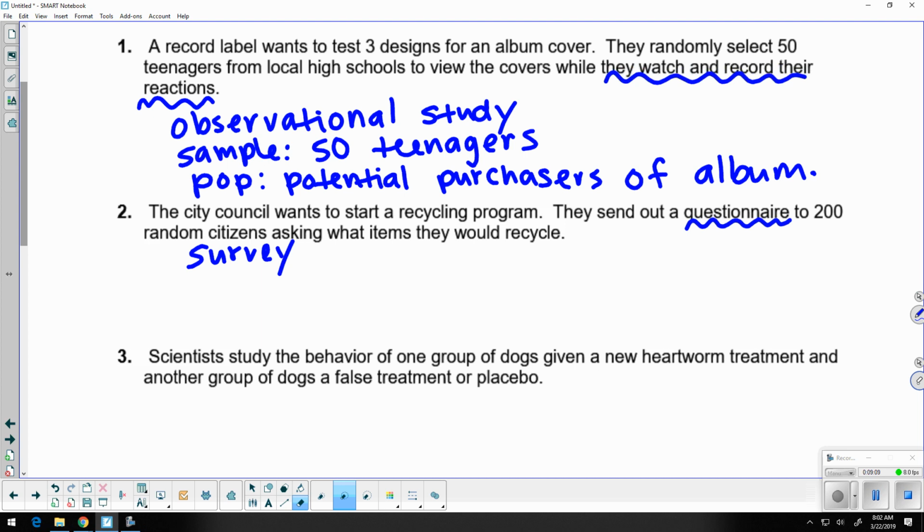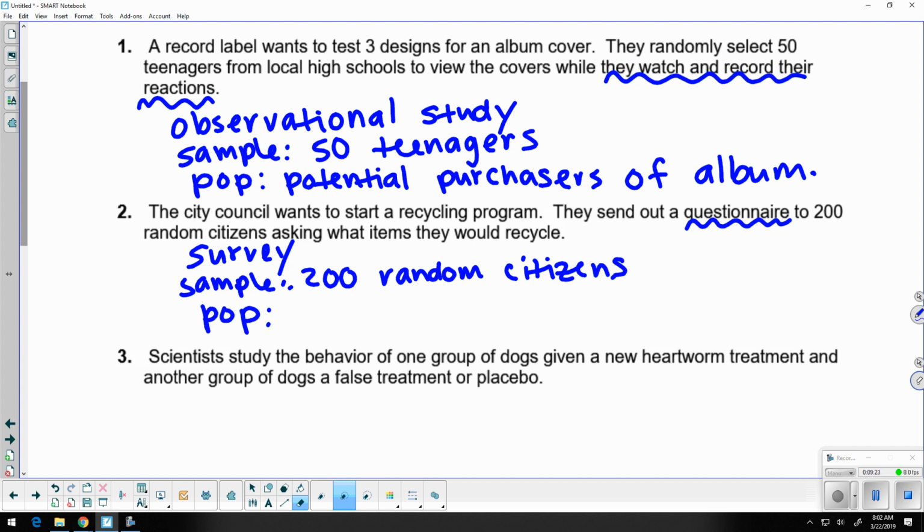Okay, so our sample, who are we surveying? 200 random citizens. That's our sample. And then where are we getting these citizens from? Where are they being chosen from? What's the population? Citizens of the city, obviously, right? So not just choosing any 200 random people. We want them to actually be within the city limits because, well, it's going to be affecting them anyways. We're talking about their recycling program. So it's going to be citizens of the city.